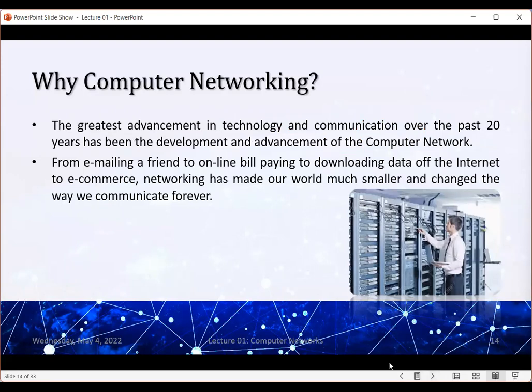Now let's see why we are using the computer network concept. Communication has developed over the years, and with that, computing technologies adapted to the communication.